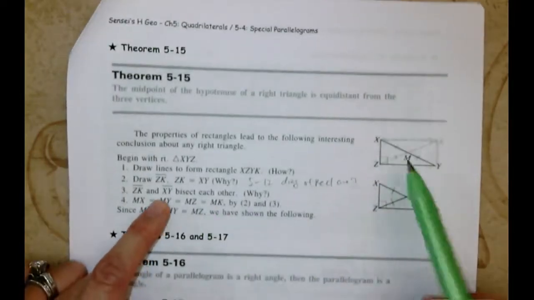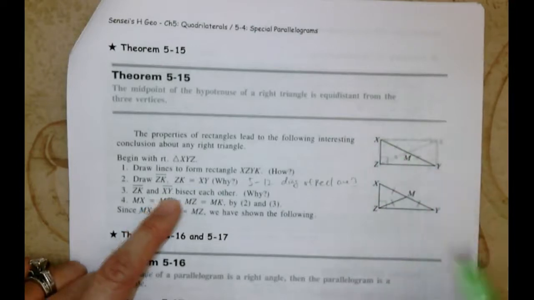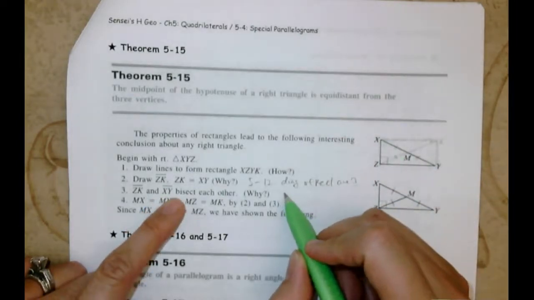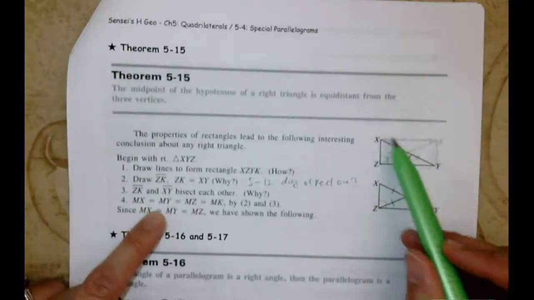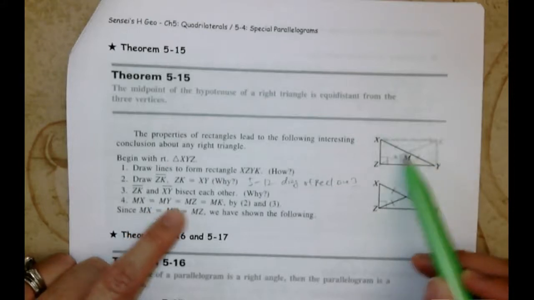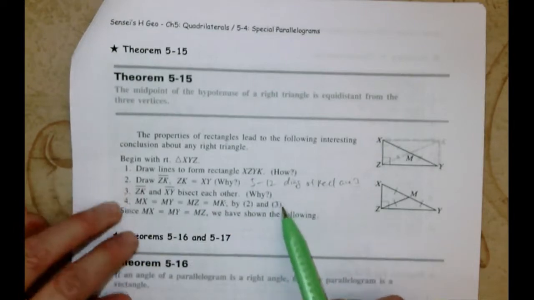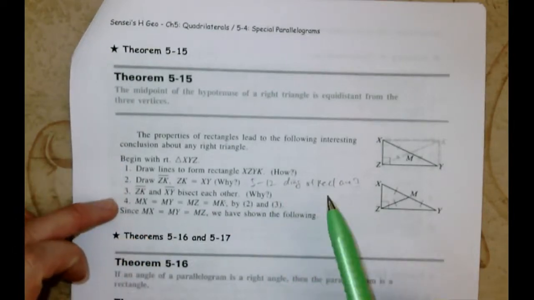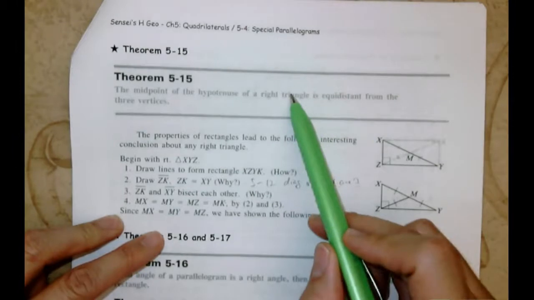And then ZK and XY bisect each other. That's because the parallelogram diagonals bisect each other. And then MX equals MY equals MZ equals MK by 2 and 3. They are congruent and they bisect each other. So this is kind of like a paragraph proof. So these have to be the same lengths. Okay, so that's the 5.15.